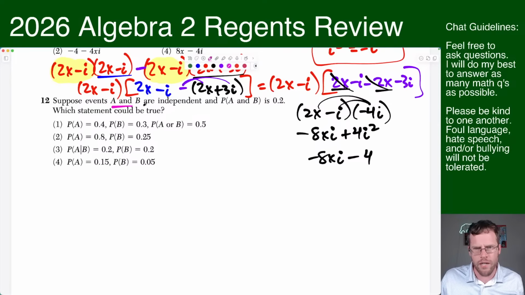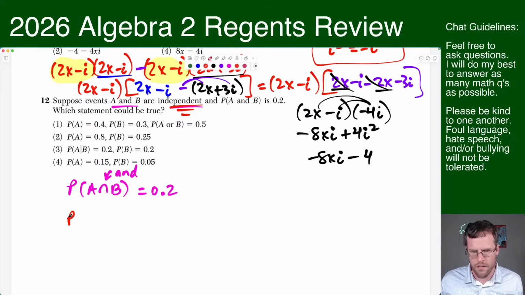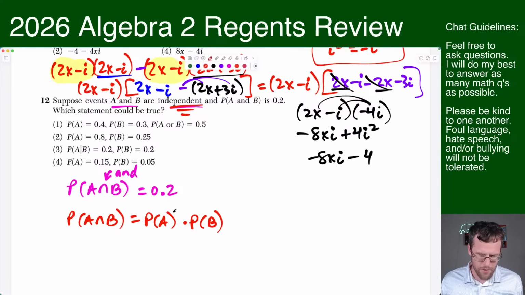But here, suppose A and B are independent. For that, we have the probability of A and B. Now, I'm going to abbreviate; this is the symbol for the word and. The probability of A and B is 0.2. However, because they said A and B are independent, the probability of A and B is equal to the probability of A times the probability of B. If they tell you things are independent, you could assume this is true. If they want you to show A and B are independent, you want to show the product is equal to the probability of A and B occurring.